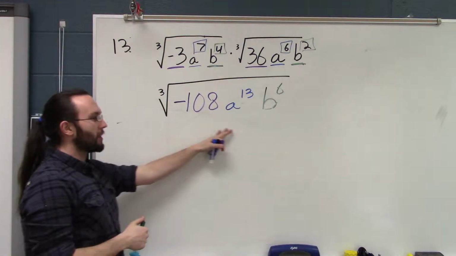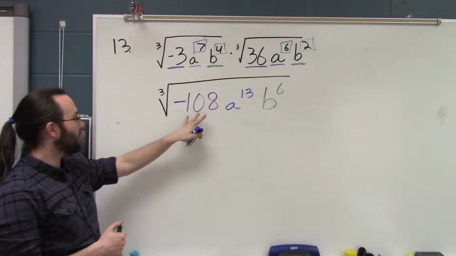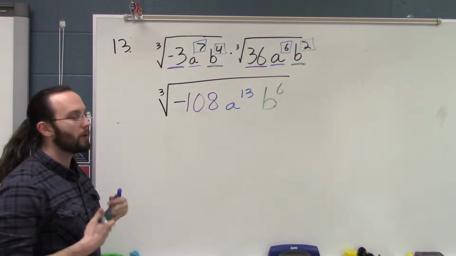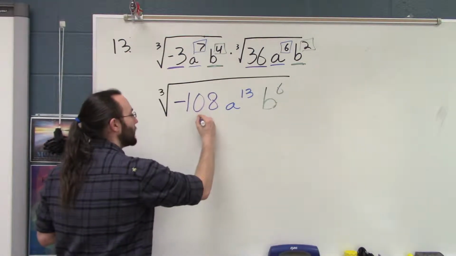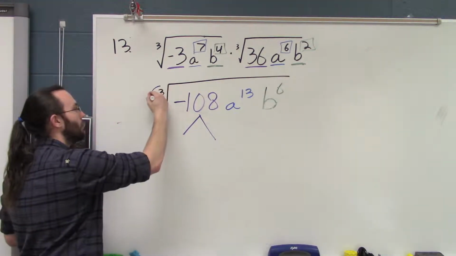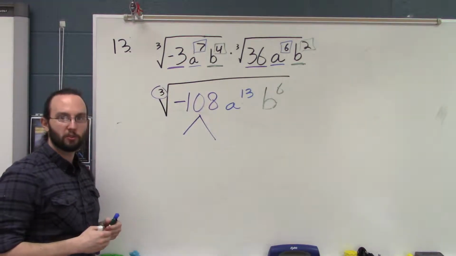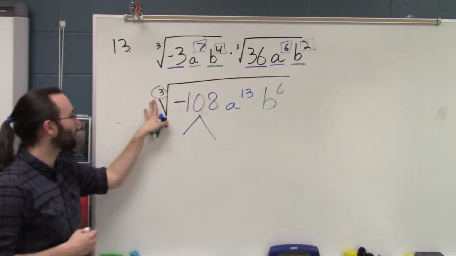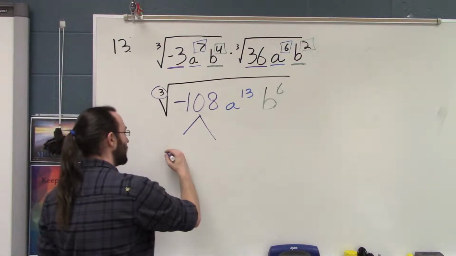So now we have everything underneath one radical, but we need to simplify. The problem is that we have a perfect cube factor for all three of these. So we can go through and simplify that 108. We'll start with that. Because this is a cube root, we are looking for perfect cubes. So usually we're looking for perfect squares, numbers like 25, 36. Now we're looking for perfect cubes. So I recommend having your cheat sheet out with that big list.